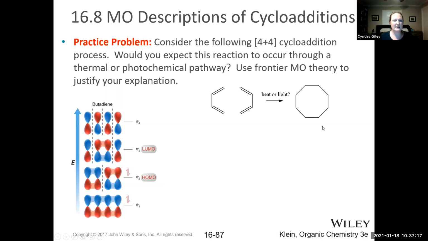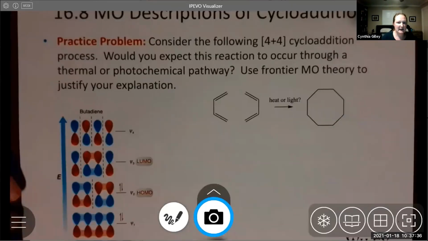Go ahead and pause it and try to align HOMO and LUMO to see if it would be possible thermally or after a light excitation. When you're ready, you can go over it. Okay, let's go ahead and go.